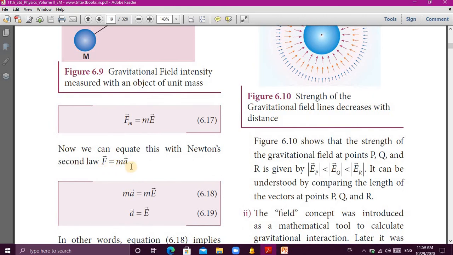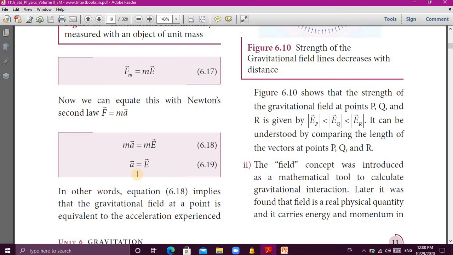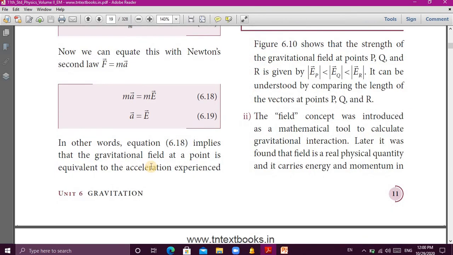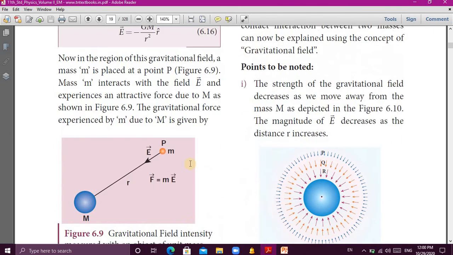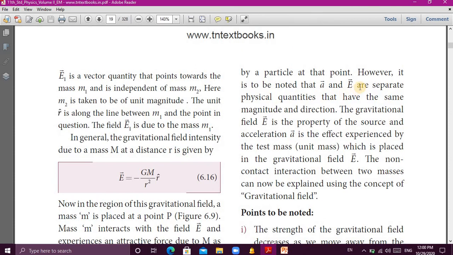F vector is equal to m a. So just substituting the value for F vector, F vector can be replaced as m a vector. m a vector is equal to m E vector. The m cancels on both sides, so acceleration is equal to field. So field only produces the acceleration. Field and the acceleration, both the terms are equal.